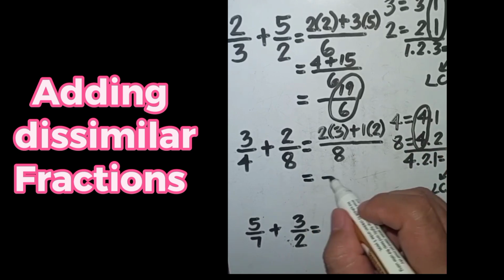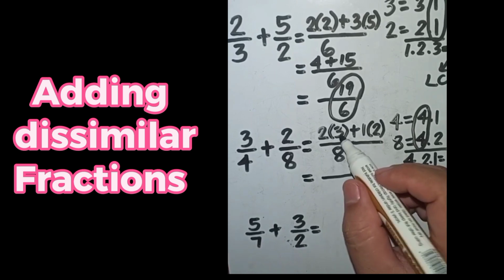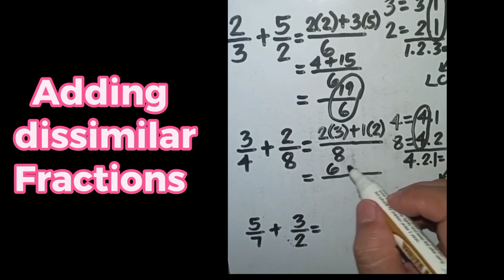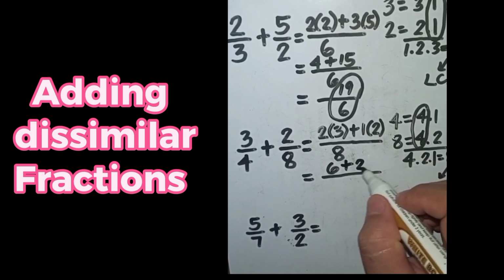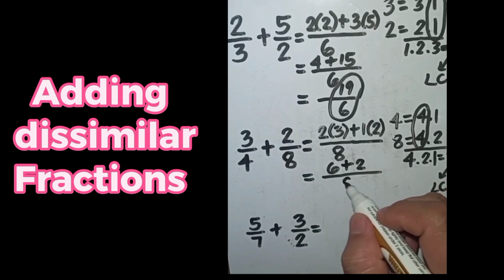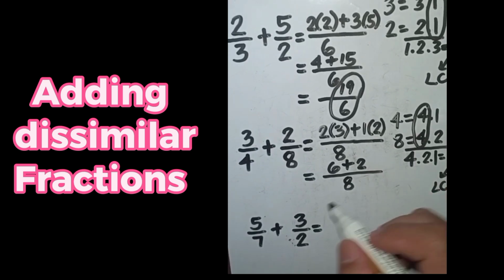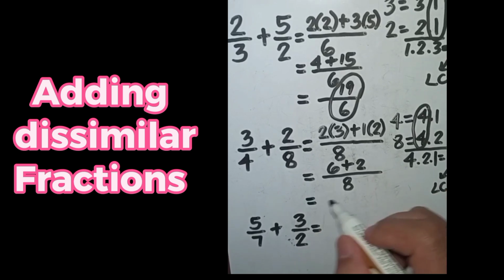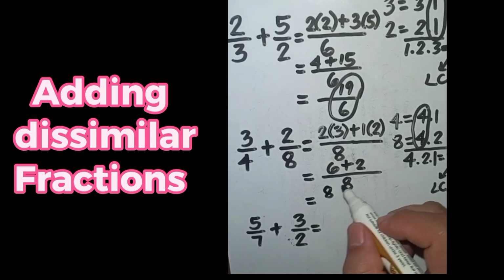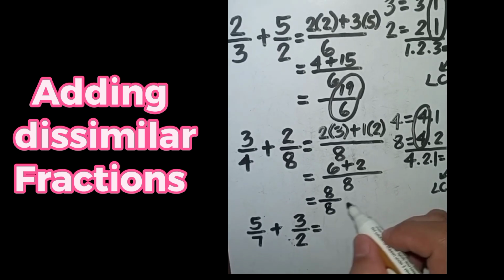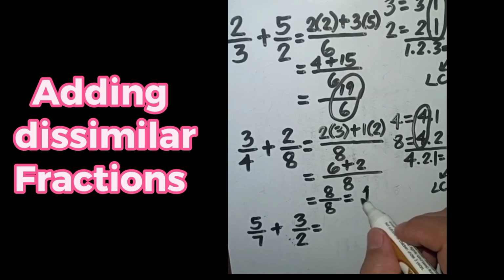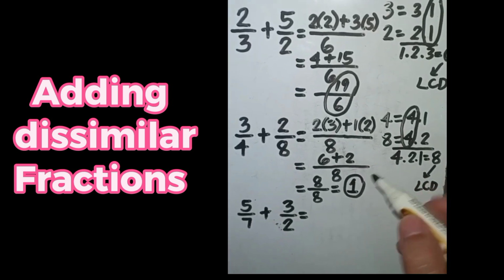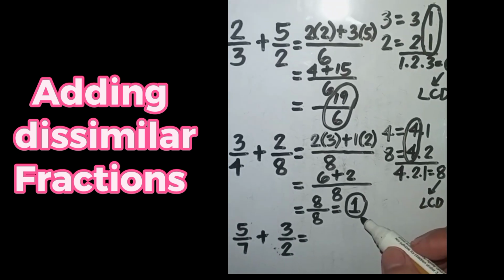Simplify. So we have 2 times 3, that is 6, plus 1 times 2, that is 2, all over 8. Simplify further. 6 plus 2, that is equal to 8, divided by 8, and that is equal to 1. So 3 fourths plus 2 eighths is equal to 1.